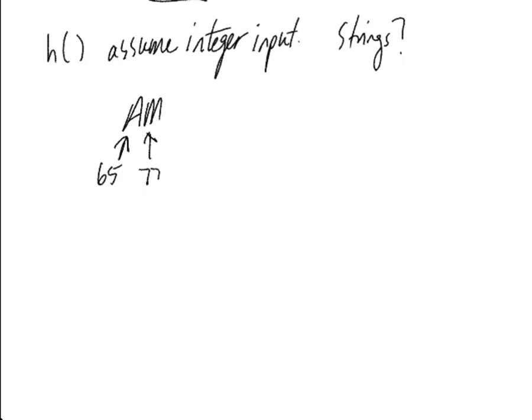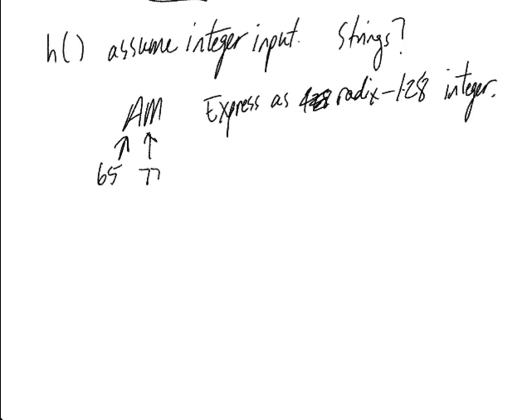What we can do is express this as a radix 128 integer. There are 128 values in the ASCII table, so we use a radix 128 integer. What does that mean? It means we're going to take A, which is 65, and multiply it by 128. And then we're going to add on the 77 and get 8397.